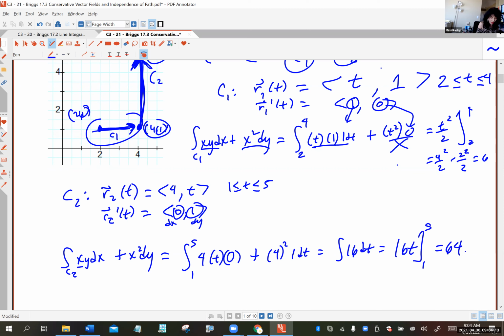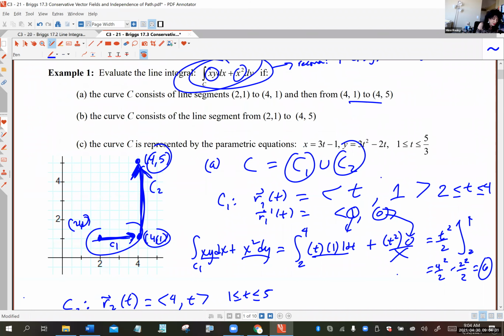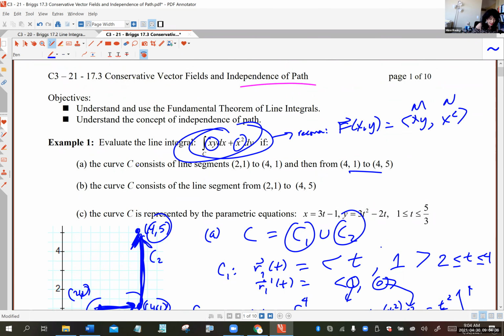And I get 64. So my final answer for letter A is going to be the sum of 6 and 64, which is 70. And I'm done with letter A. You had to do both line integrals because this curve is a piecewise curve. It's got a corner in it. Okay, letter B. Next up, letter B.